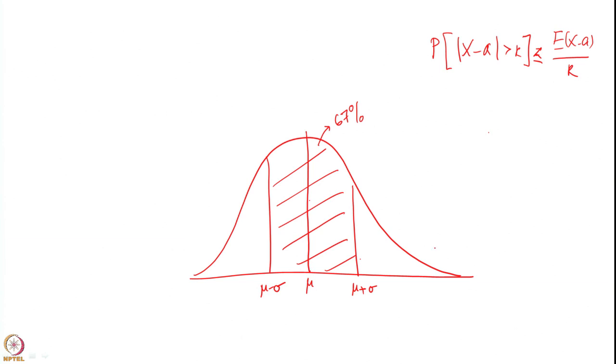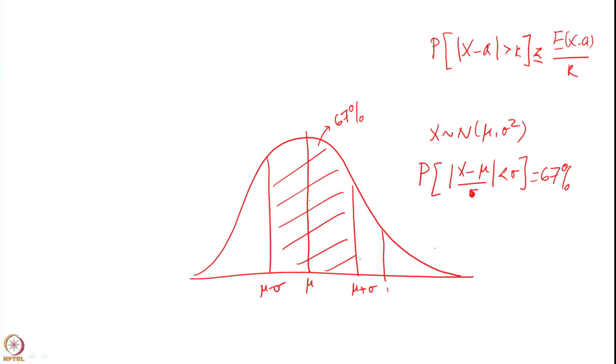Here, if x is normally distributed with mean mu and variance sigma square, then the probability of |x - mu| divided by sigma being less than 1 is 67%. This is what it says. So it gives you a very clear answer. If you take the mu plus 2 sigma limit, my scale may not be correct, please ignore that, if you take this limit, then between these limits it takes 95% of the data.